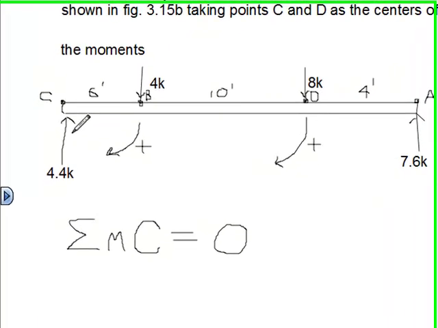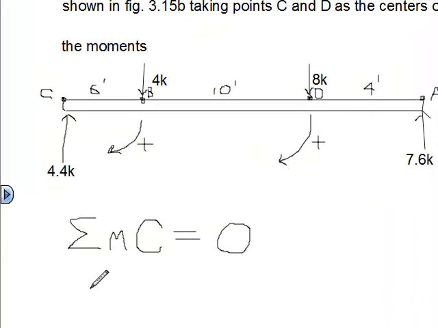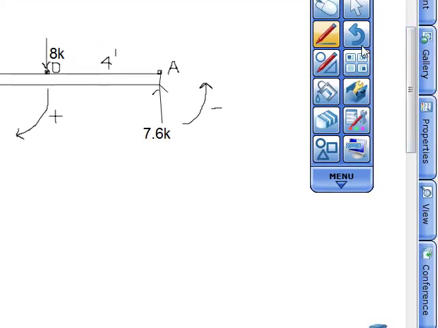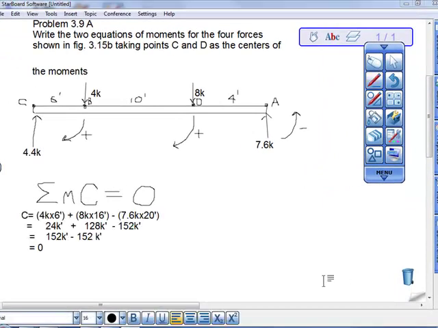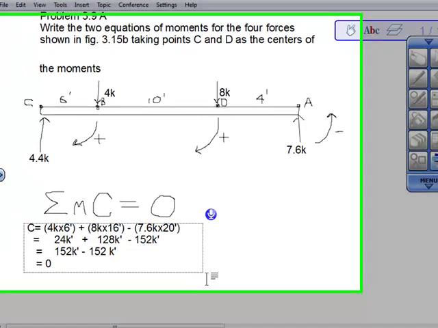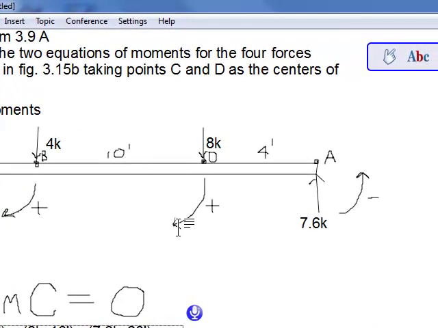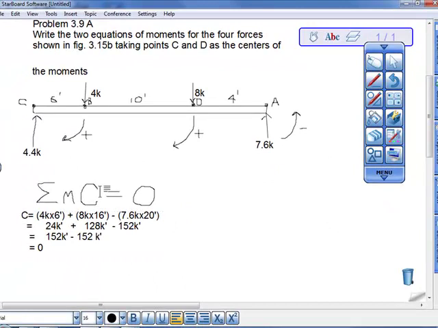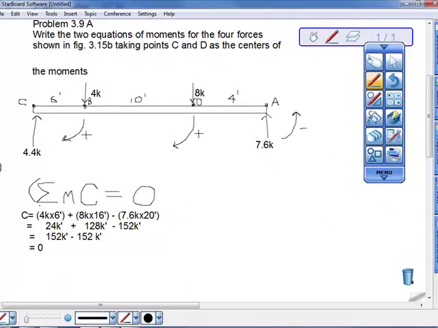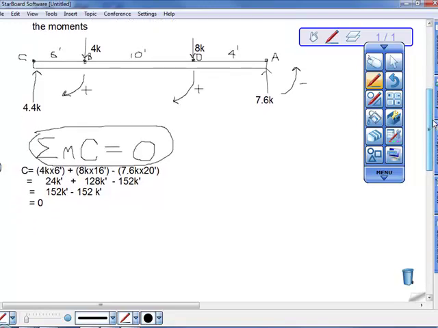Now we are simply going to write out our problem. And there we have it. We have the sum of moments about C equals 4 kips times 6 feet plus 8 kips times 16 feet minus 7.6 kips times 20 feet. I'm showing you again the direction of the moments. So if you do that math, you get 152 kip-feet minus 152 kip-feet equals 0. So there's your equation of the moments about C.